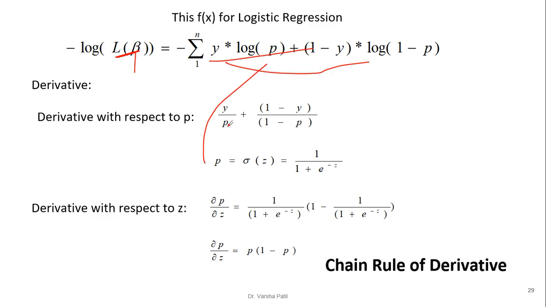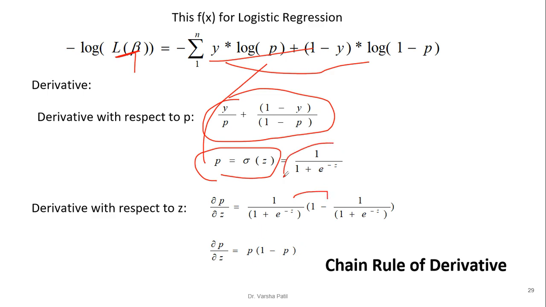So it becomes y divided by p plus 1 minus y divided by 1 minus p. So this is the first part. Then we take the derivative of p with respect to z. p is equal to sigma z, which is nothing but 1 divided by 1 plus e raised to minus z. The derivative of this is nothing but p into 1 minus p. So this is the formula for the derivative of this.